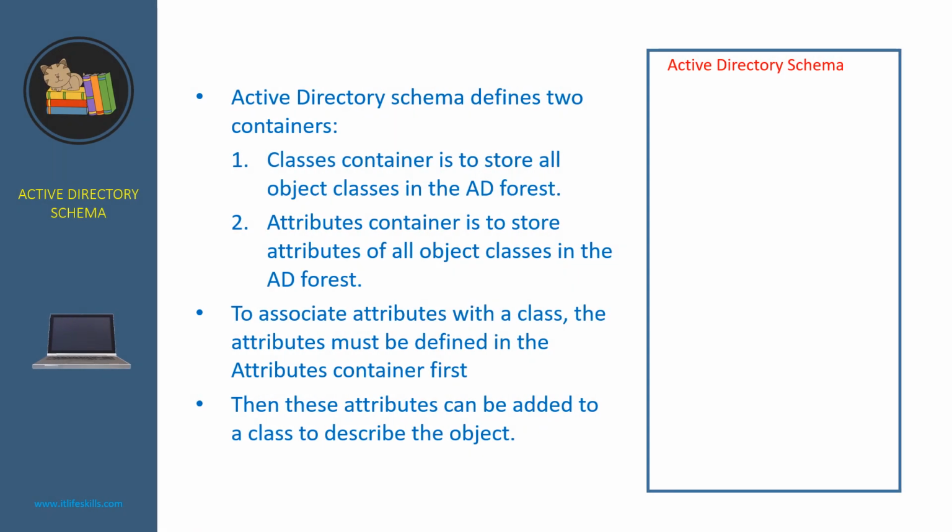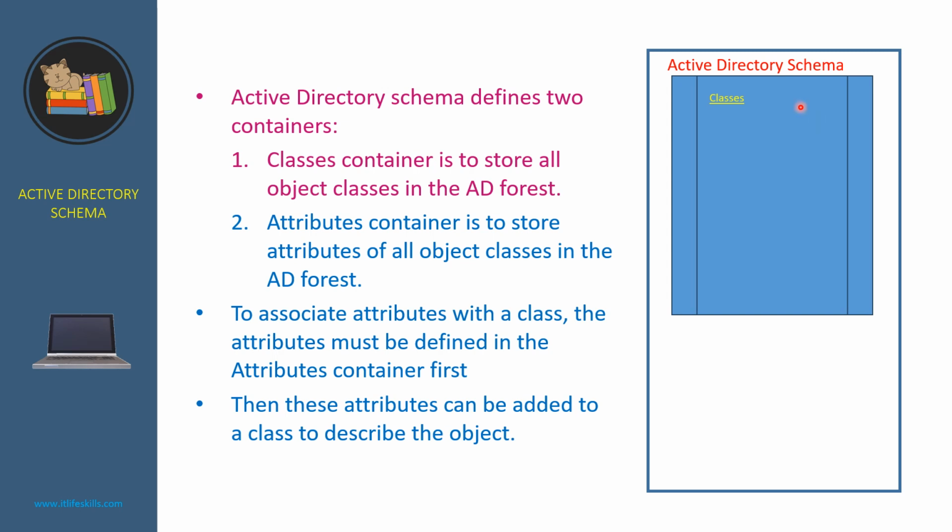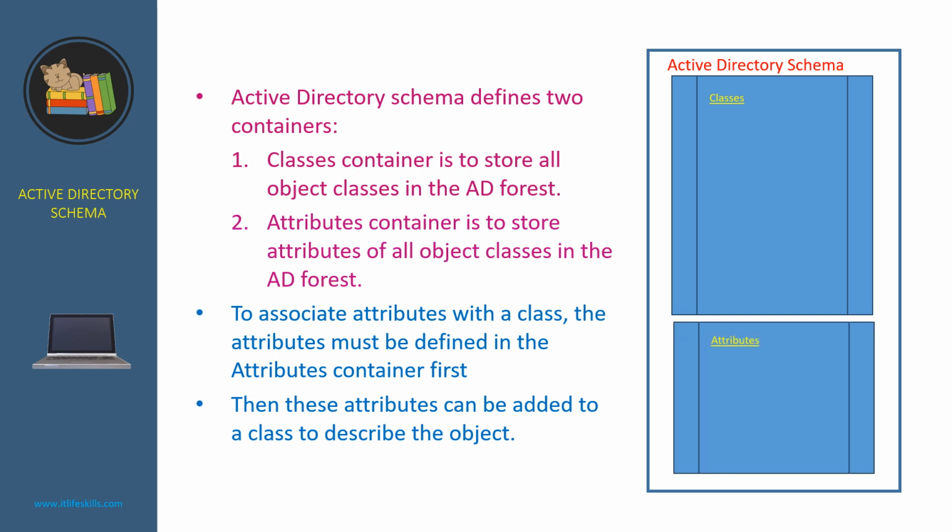So what is Active Directory Schema? Active Directory Schema defines two containers. Classes container is to store all object classes in the AD forest. Attributes container is to store attributes of all object classes in the AD forest. So in the classes container, we can create new classes, for example, user class or computer class.